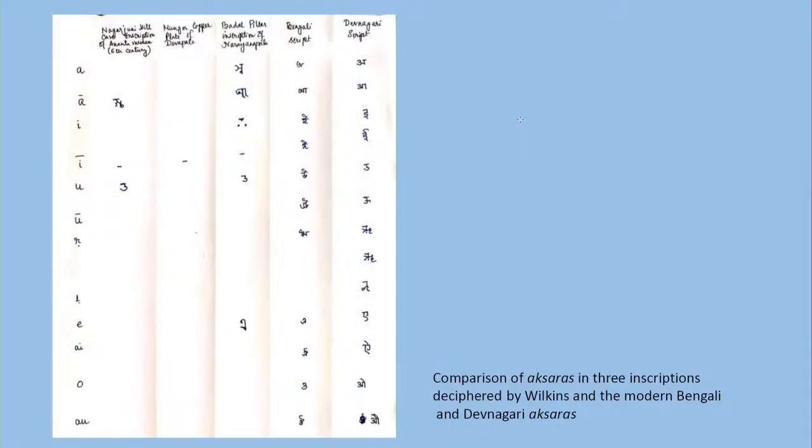This table shows a comparison of letters. In this column is the Nagarjuni Hill inscription, which belongs to the 6th century. In this column, the Munger copper plate of Devpala, which belongs to the 9th century. Here, the Badal pillar inscription of the 10th century, the modern Bengali script and the Devanagari script. Here I have presented the vowels.